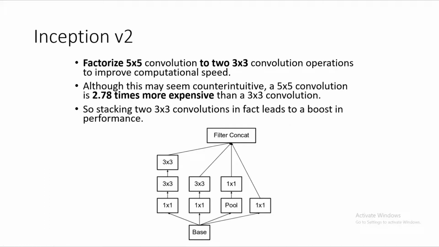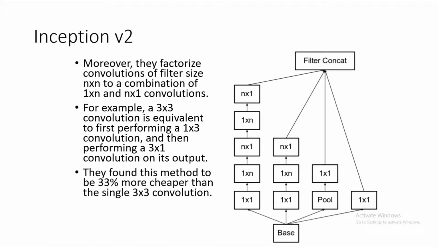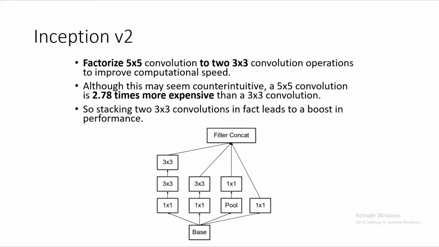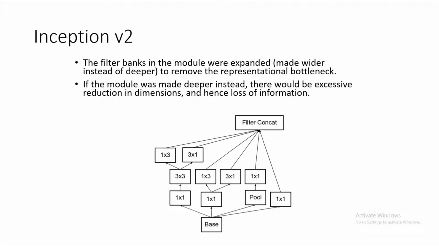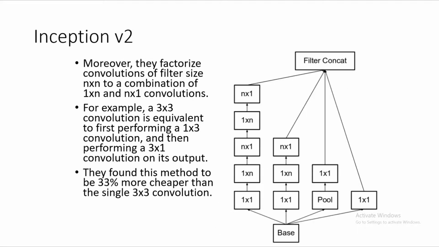So here we can see the factorization of n by n can be realized in terms of 5 by 5, which is factorized into 3 by 3, and even the computational complexity of this can be reduced by performing, for 3 by 3, a 1 by 3 first and then a 3 by 1 convolution, which in turn reduces the complexity.